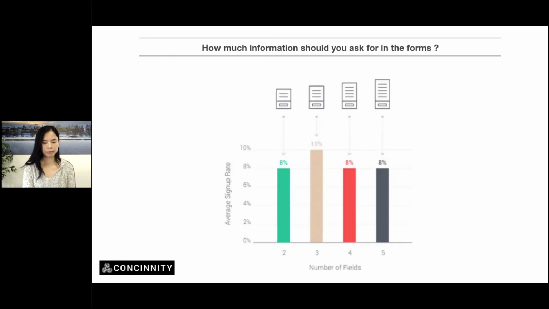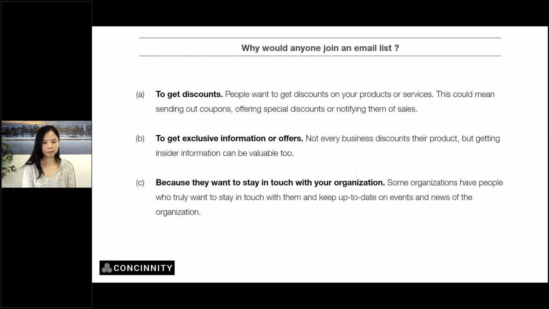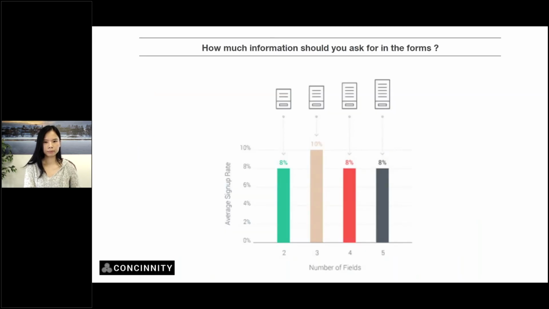Now, this is an example of why someone would want to join. However, there are other factors which will stop them from joining. One of the most important ones is how much information you should ask for in the forms. I've seen companies that ask 7, 8, 9 questions, and it is just too much to fill. Think about it. You want to join someone's newsletter, even if it is Cathay Pacific, and it's going to ask you 12 questions, are you going to join? Maybe you'll say, no, thank you, I'm too busy.